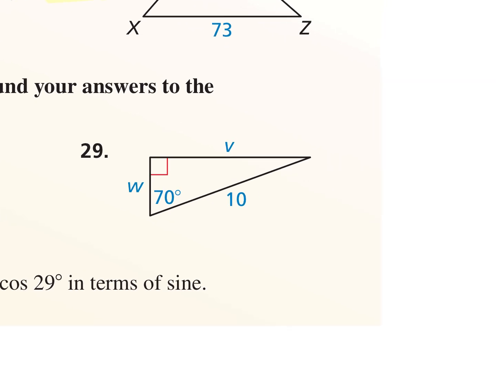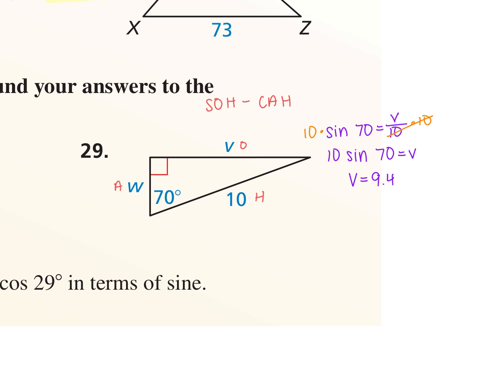Same thing. According to this angle, this is my hypotenuse, this is my adjacent side, this is my opposite side. I have v and w. So I'm going to go ahead and solve for v first. I'm going to have sine 70 equals opposite over hypotenuse. Solving for v, I'm going to multiply both sides by 10. I'm going to have 10 sine 70 equals v. Rounding to the nearest tenth, I'm going to get 9.4.